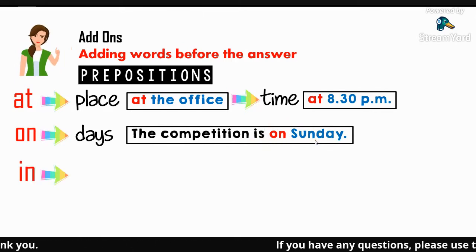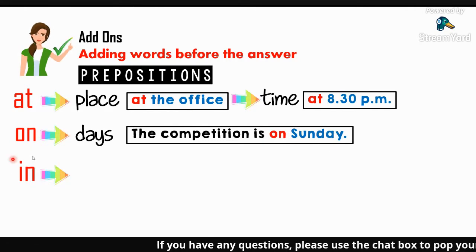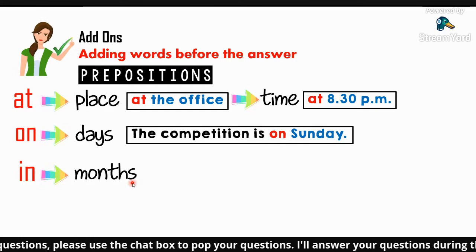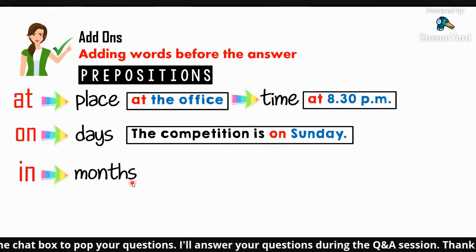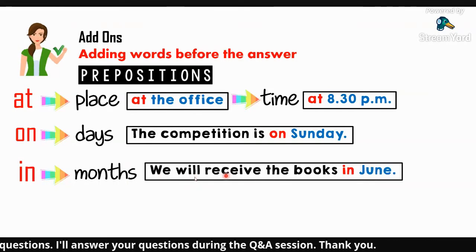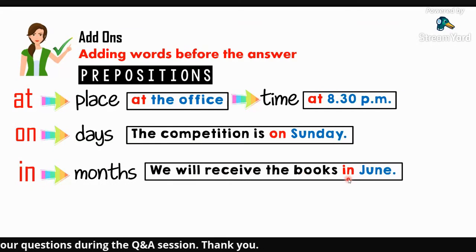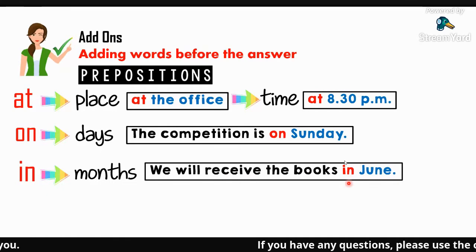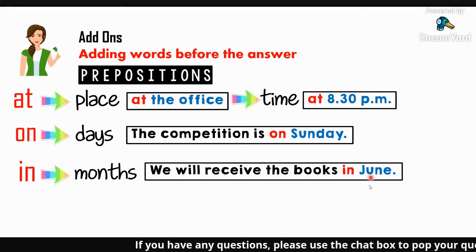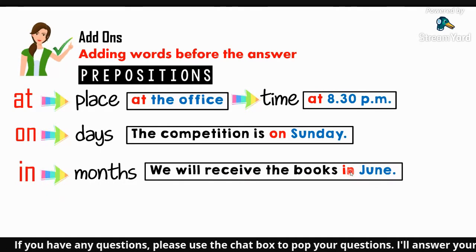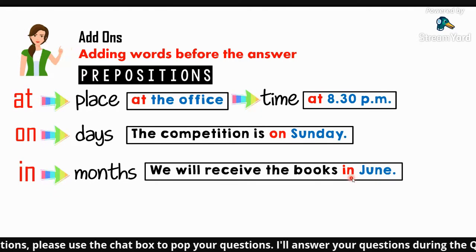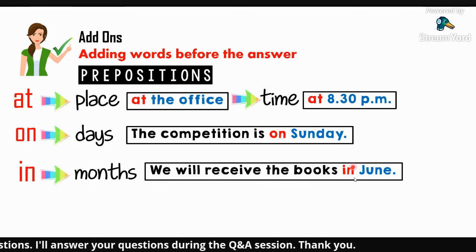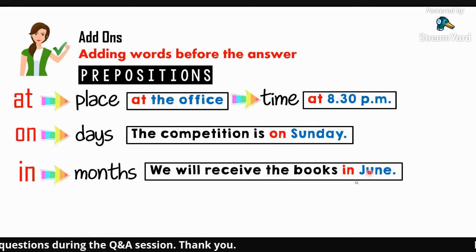The next one would be "in", which we'll be using for months. For example, we will receive the books in June. You cannot use "at June", "on June", or "under June". You are not supposed to do that. The right word would be "in June".